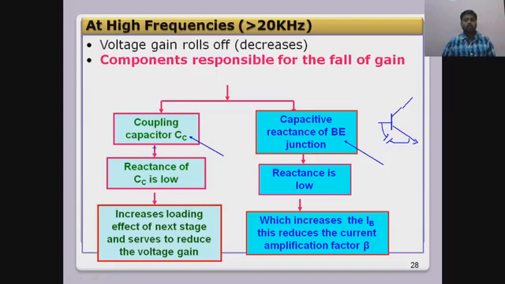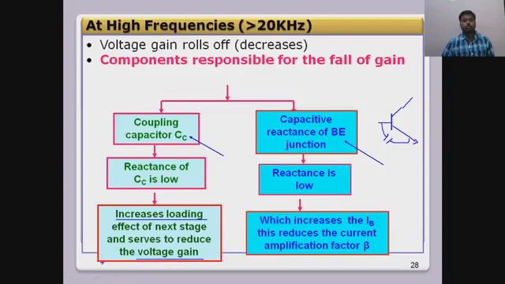Let us see. So here the coupling capacitor. Let us discuss the coupling capacitor first of all. As the frequency increases, the coupling capacitor reactance decreases. As the reactance of the coupling capacitor is very low, what happens? It acts like a short circuit, and directly the first stage and second stage are connected at the high frequencies. Which now increases the loading effect on the next stage and serves to reduce the voltage gain.